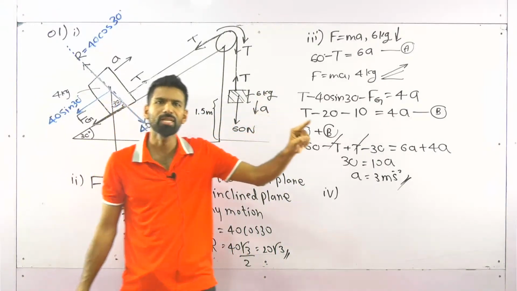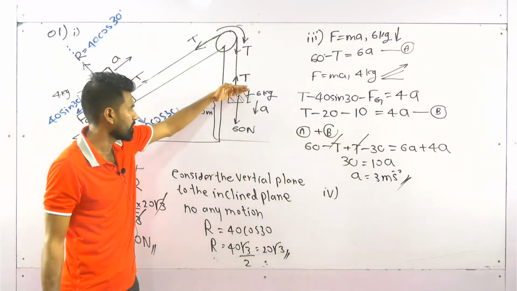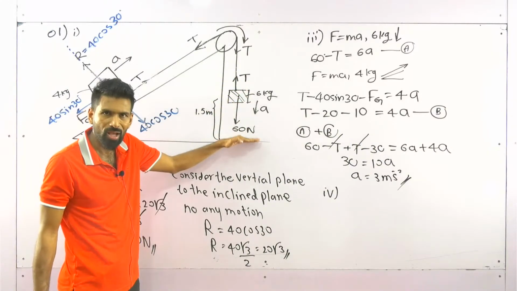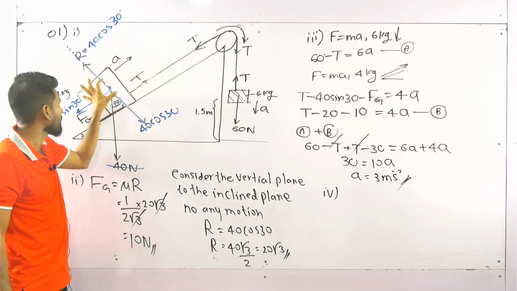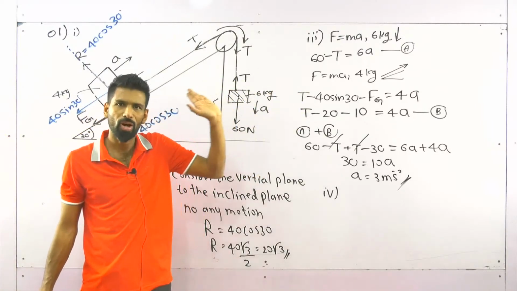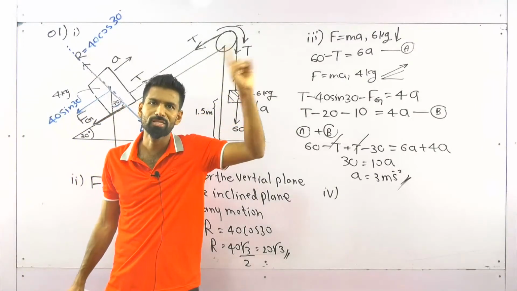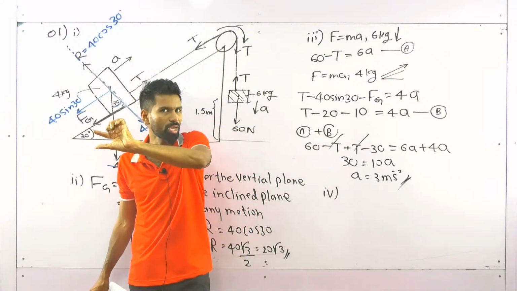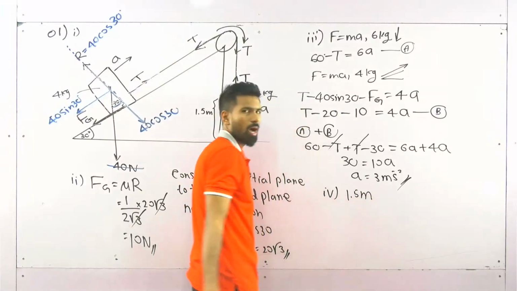This string is inextensible. So what will happen? If this end of the string comes 1.5 meter down with the 6 kg mass, the other end of the string has to move up 1.5 meter carrying the 4 kg mass at its end. So the 4 kg mass will also move 1.5 meter up parallel to the plane. Why? The string is inextensible. If one end moves 1.5, the other end also has to move 1.5 carrying the object connected to that point.